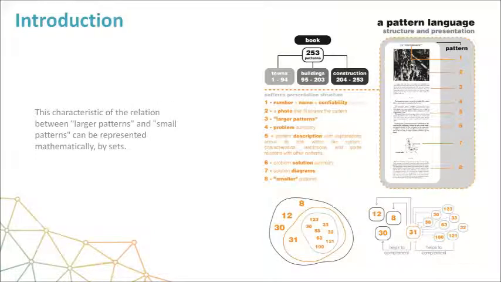Patterns presentation follows a uniform order and organization. The book presents a set of 253 patterns organized in three classes: towns, building, and construction. First, the pattern number, name, and asterisk are presented, indicating its reliability, that is, how the problem solution describes the deep and inevitable properties of a well-shaped environment.